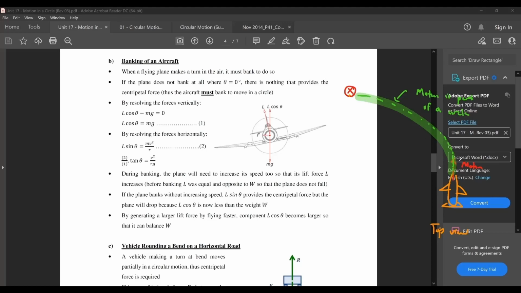So since this green highlighted portion is moving in a circle, we also know that when it tries to turn to go to this spot here, it therefore must have centripetal force that's directed towards the center of the circle that allows it to move in a circle in the first place. Okay, now when an aircraft is trying to turn in the air, when it's trying to make a circle in the air, one thing to note is that the aircraft must actually bank in order to move in a circle. Now, what is banking of an aircraft?